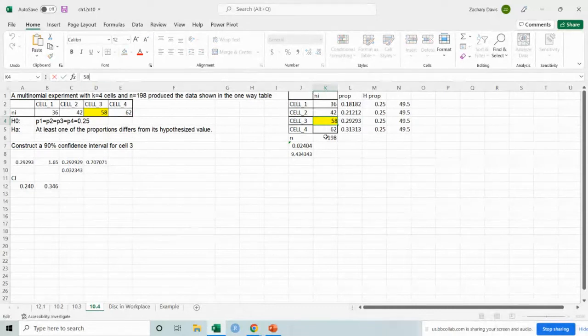So I flipped this data around to make it easier to work with. We have our sample size for cell 1 was 36, and the proposed value was 25 or 0.25, right? So we remember our sample size was 198. What we have to do is multiply that times 198, and we were expecting 49.5 for each of these cells, but this is what we actually got observed.